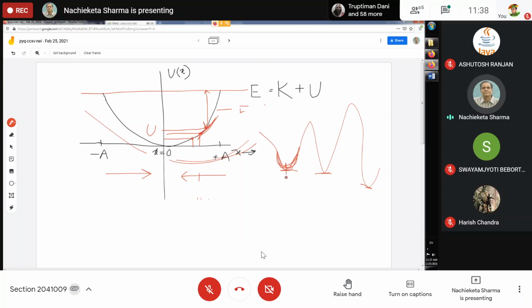If you leave some object like this, then the object will make oscillations and finally it will settle here. Similarly, an object can oscillate and it will settle here. But you see, these other points are not points of stable equilibrium. Are you able to understand? So what is stable equilibrium?